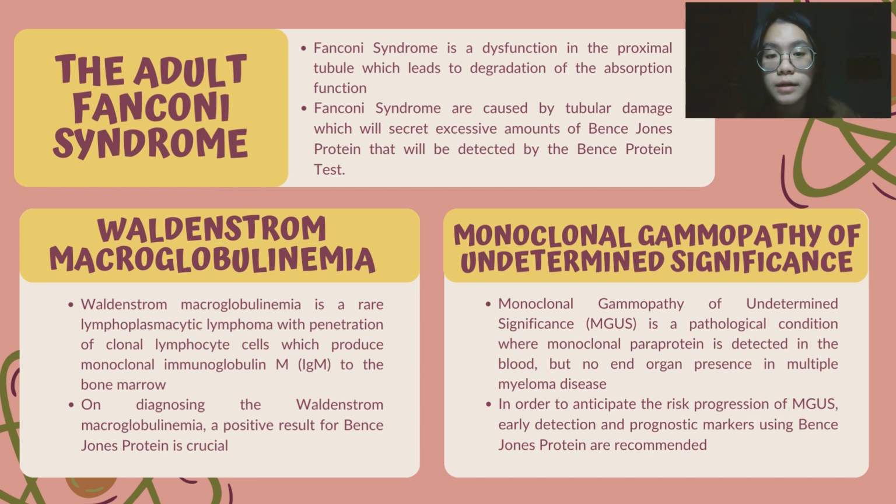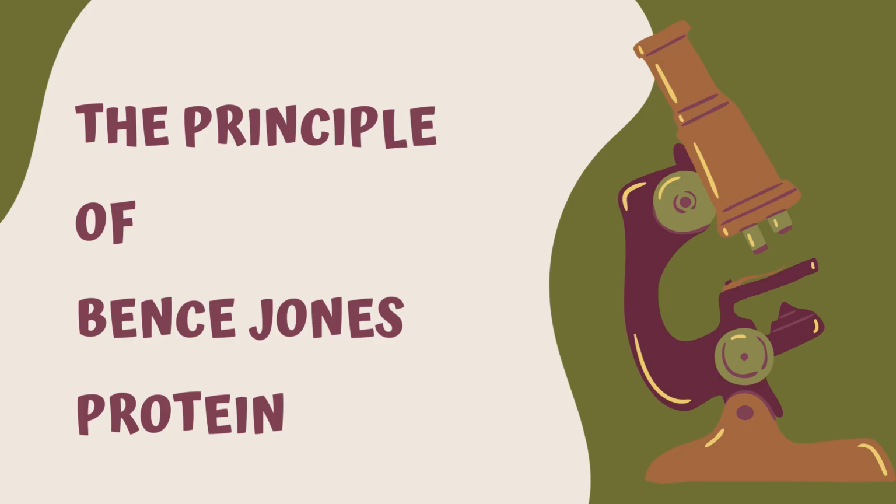Monoclonal gammopathy of undetermined significance is a pathological condition where monoclonal paraprotein is detected in the blood, but no end organ damage is present as in multiple myeloma disease. In order to anticipate the risk of progression, early detection and prognostic markers using Bence-Jones protein are recommended.